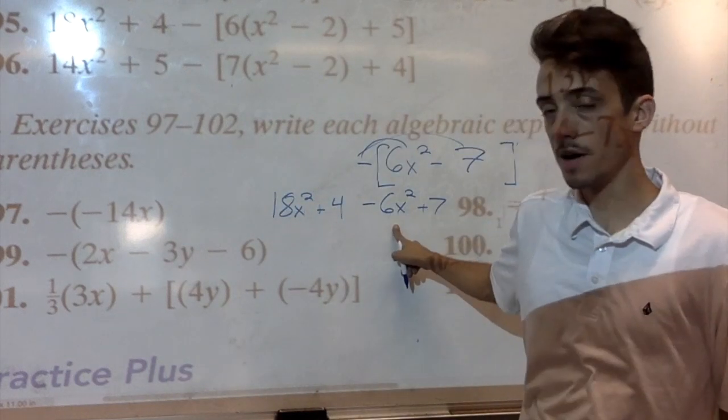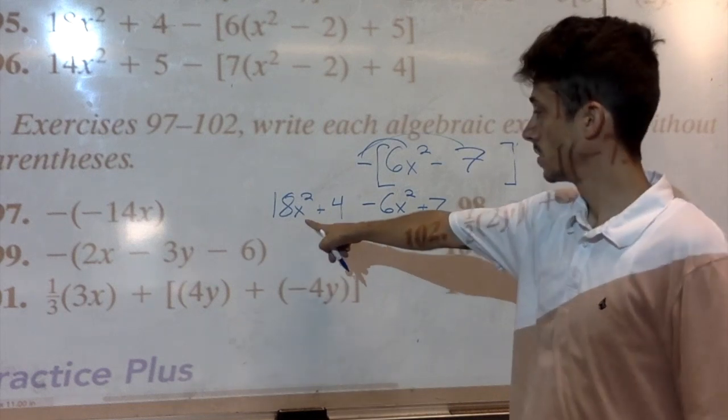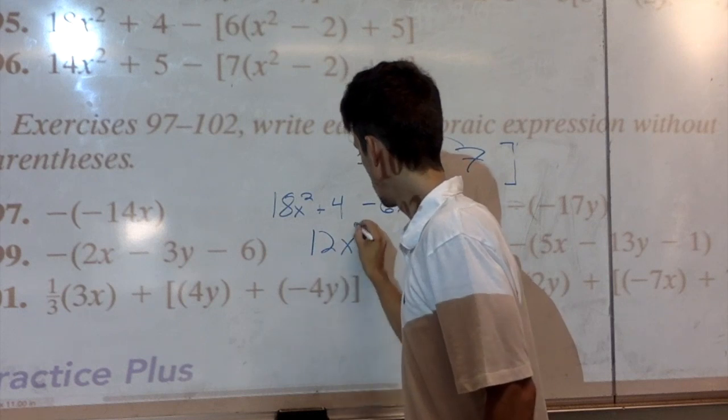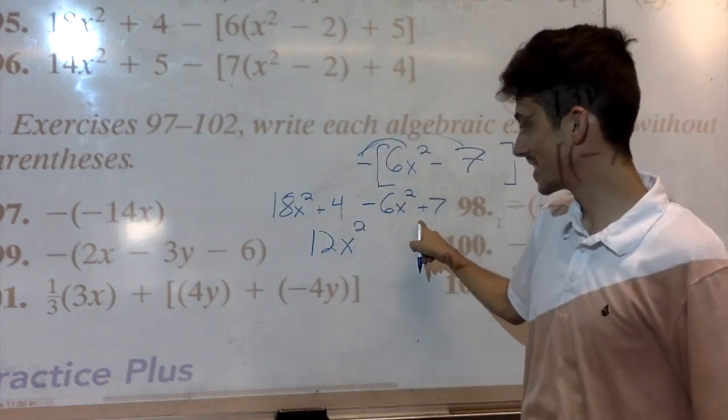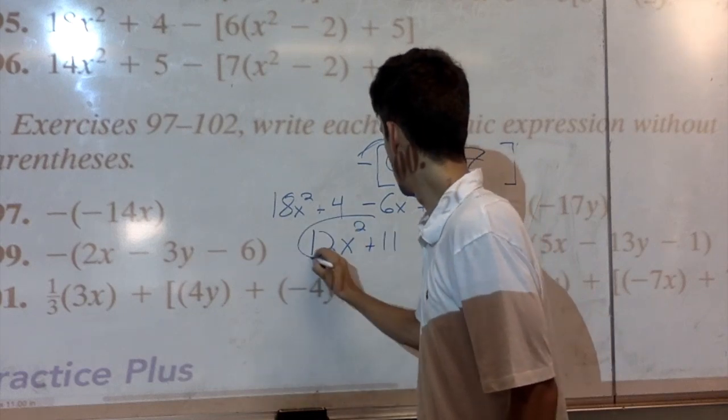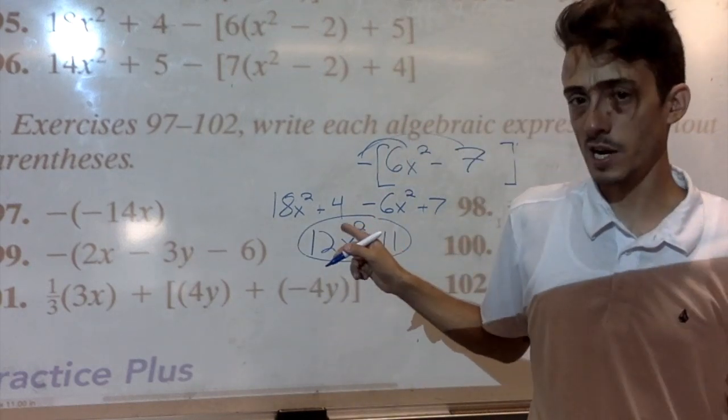So what we can combine from here would be our x squared terms. 18 taking away 6 gets us 12. 4 adding 7 gets us 11. And that's our final answer for 95.